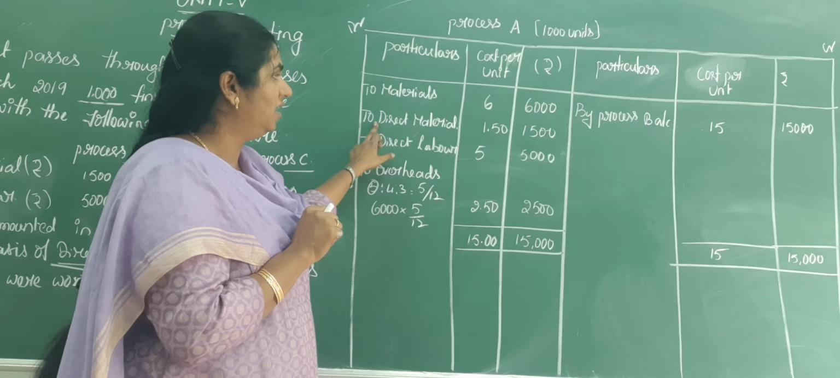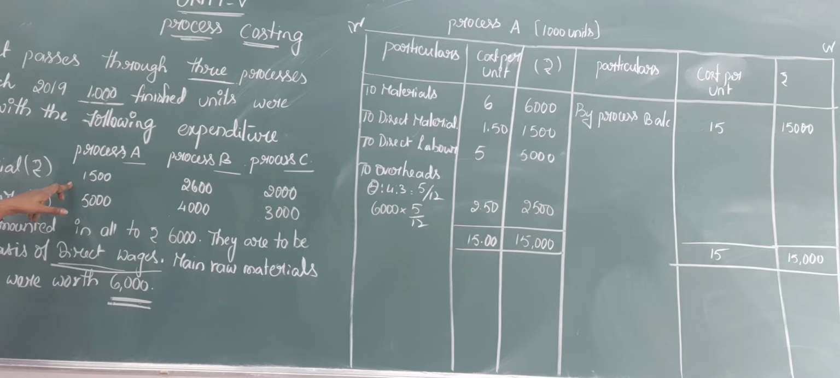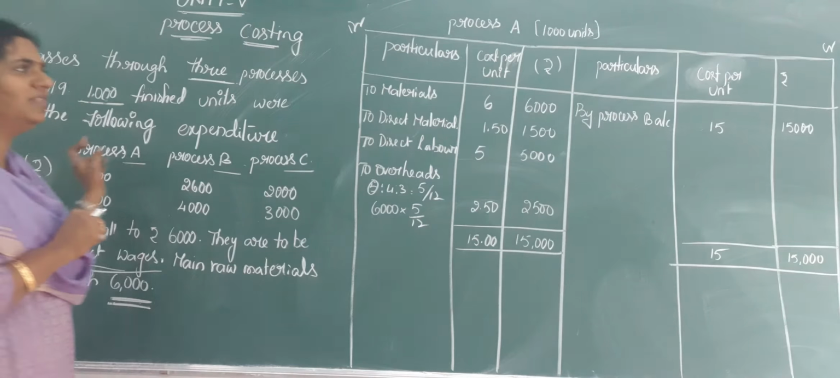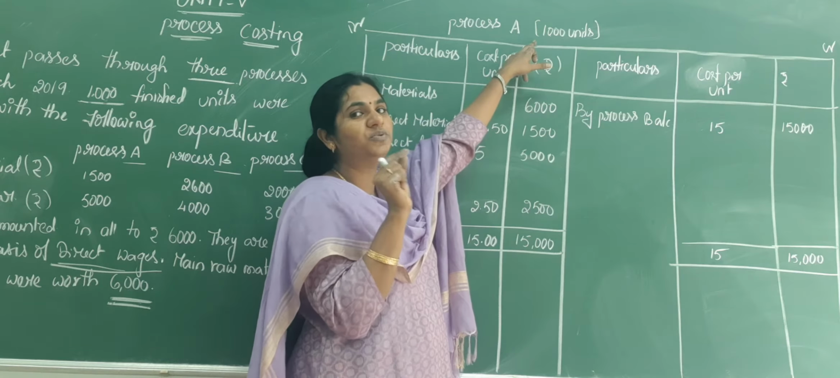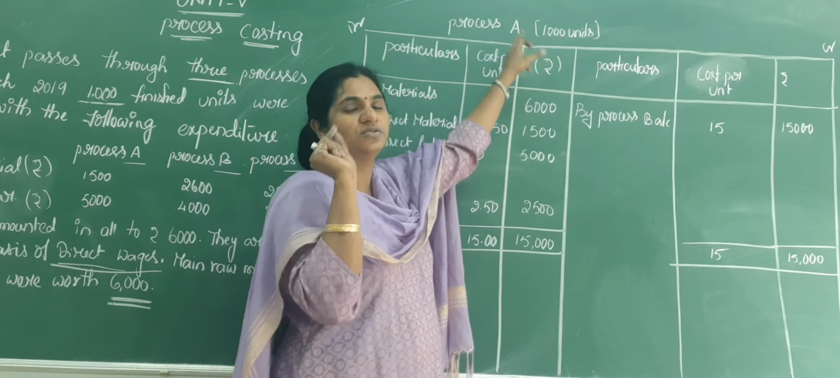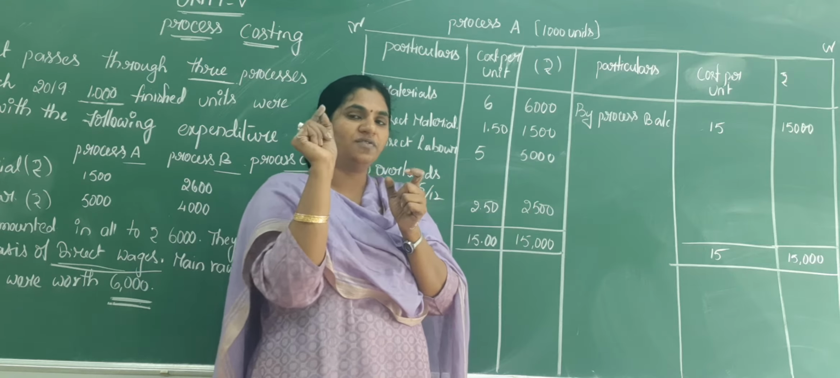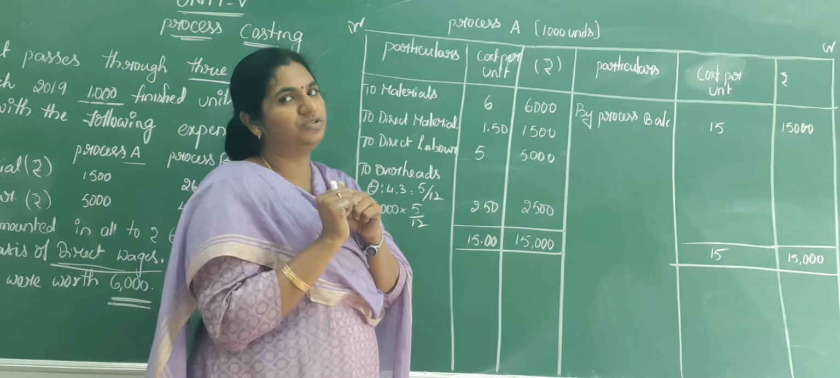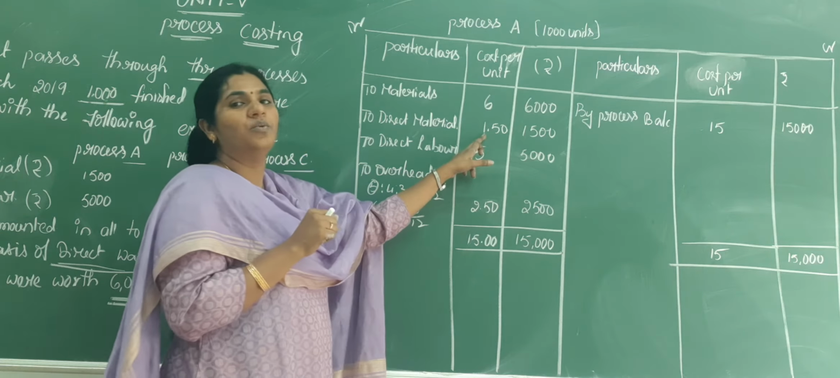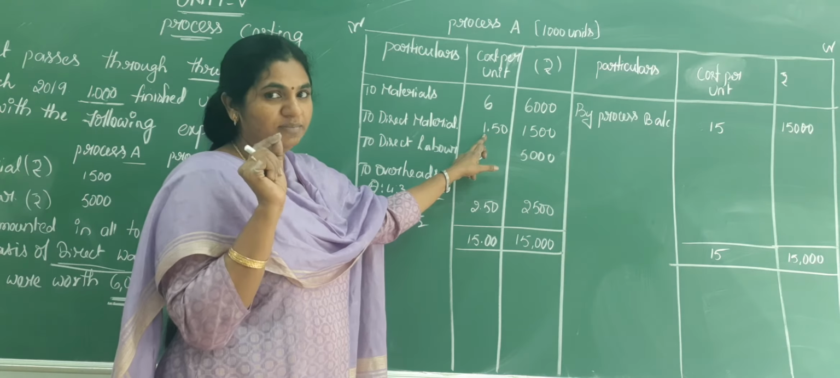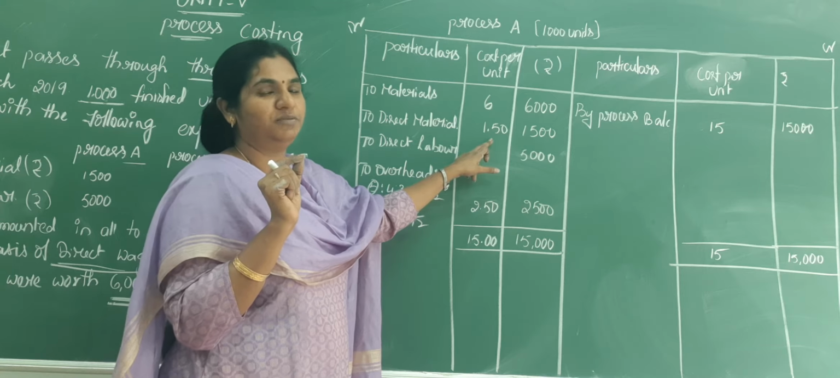Next, direct material. In process A, the direct material provided in the problem is 1500 rupees. Take that 1500 and divide it by 1000 units, because we need to calculate per unit cost. Total number of units produced is 1000, and for those 1000 units we need to find each unit cost. So 1500 divided by 1000 is 1 rupee 50 paise. Direct material cost per unit is 1 rupee 50 paise.